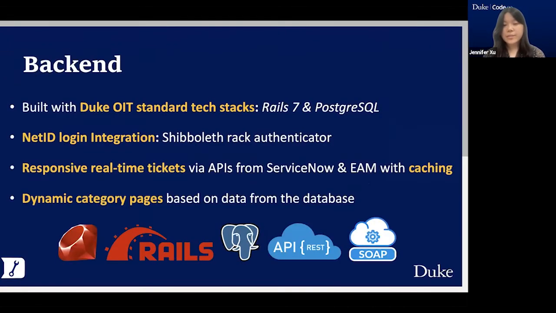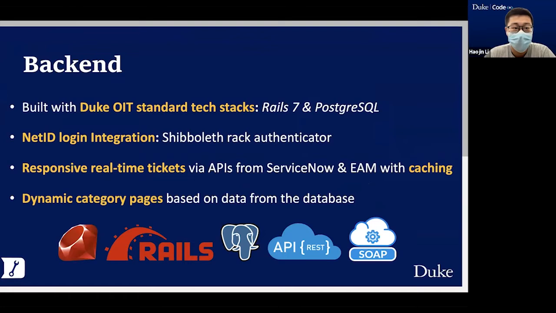Now I'll pass it over to Haljan to speak a little bit about the backend. Thanks, Jennifer. So for the backend, as Jennifer said about the front end, we're using the Duke OIT standard tech stacks, such as Ruby on Rails 7 and Postgres as the database. Also, we integrate NetID login into our website, so students don't need to fill out their personal information again. Rather, we automatically import all the useful information from the NetID system.